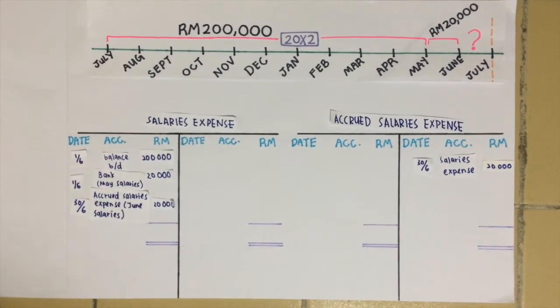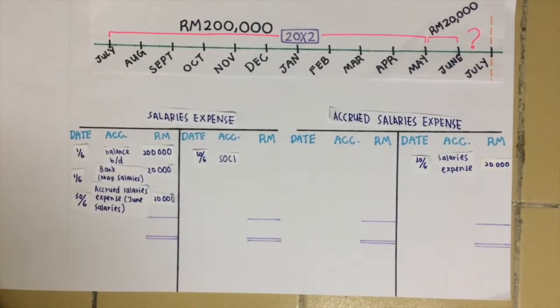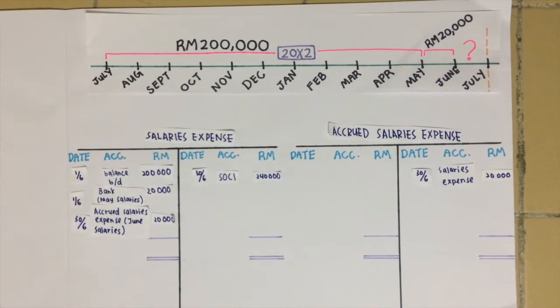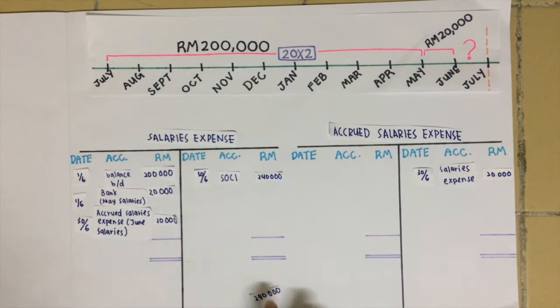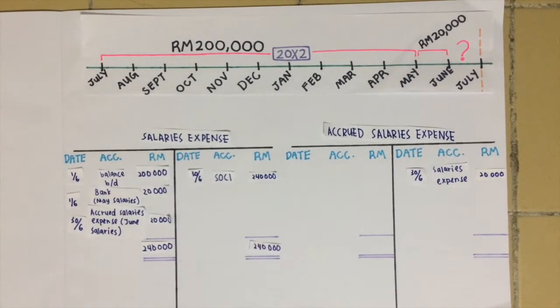Next, on the credit side of salaries expense, we write the income statement with the amount of total salaries for 1 year, 240,000 ringgit. Thus, that is the amount that we will need to transfer to the income statement later. We sum up and we get 240,000 ringgit.